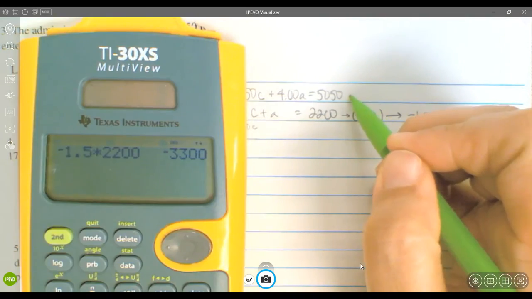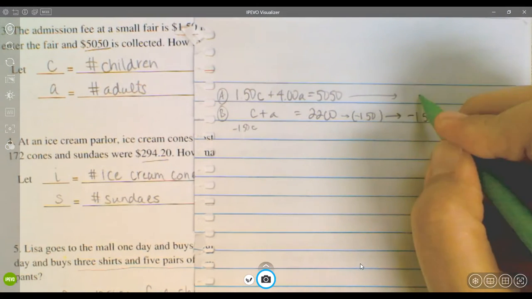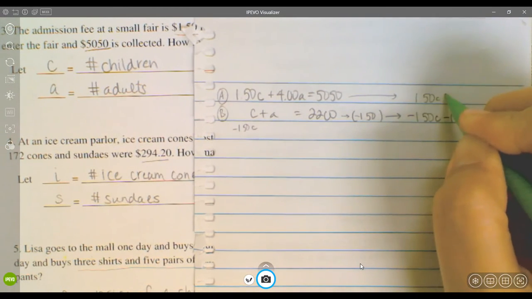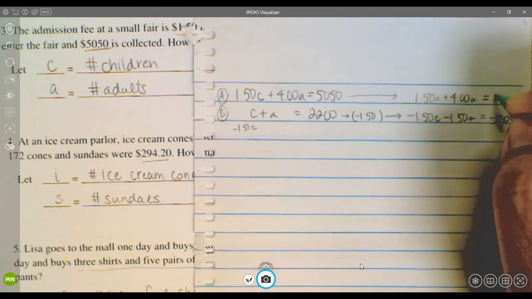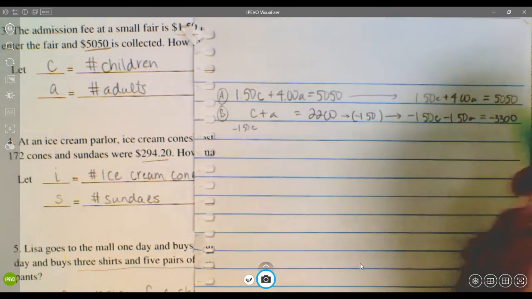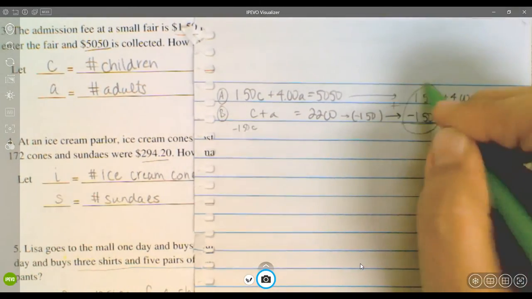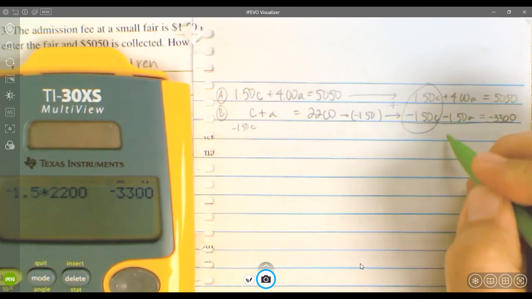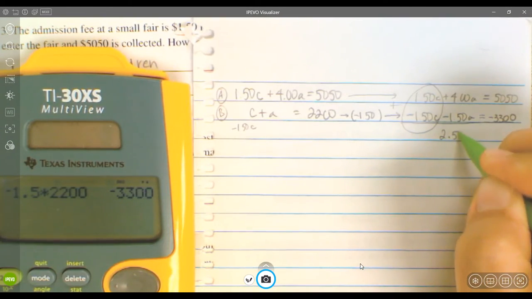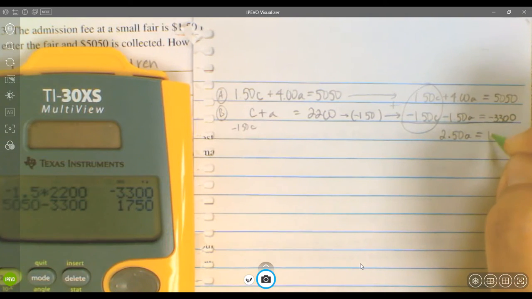The top equation will just come over as it is, and that is 1.50c plus 4.00a equals 5,050. So when we add, we'll eliminate the c. 4 minus 1.5 is 2.5. And then 5,050 minus 3,300 is 1,750.